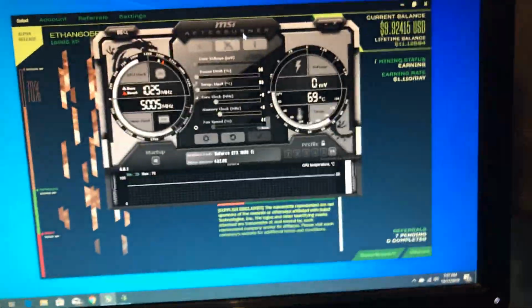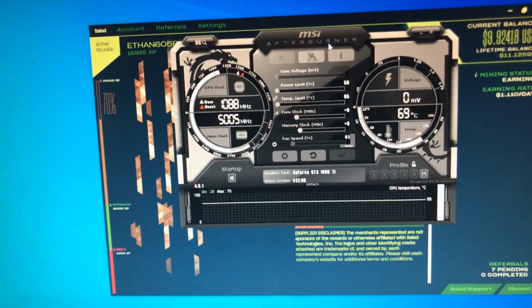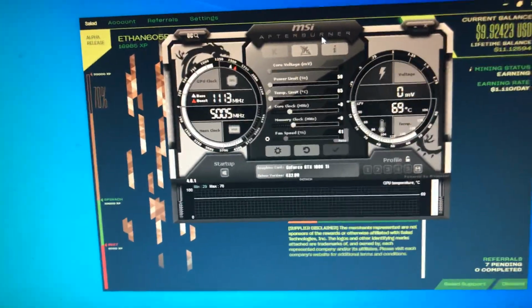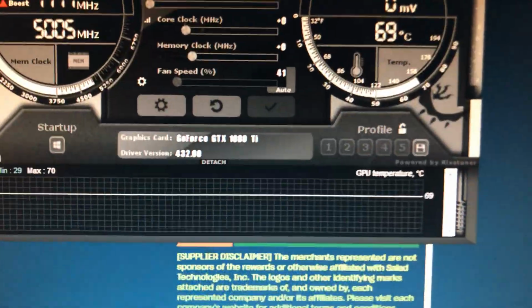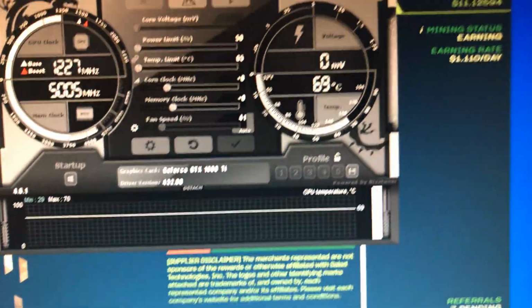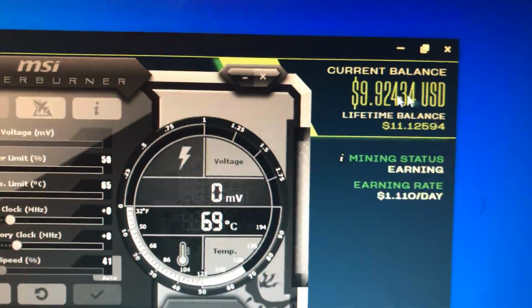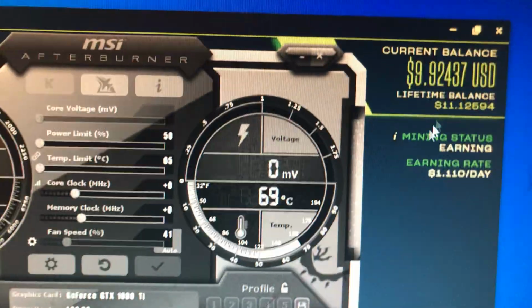Someone said they're only making like 75, 85 cents a day with a GTX 1080, but I don't know if it's really that much of a difference between the 1080 and the Ti, but I am making $1.11 a day. I'm going to be leaving this on for the next week instead of doing profits and all that.